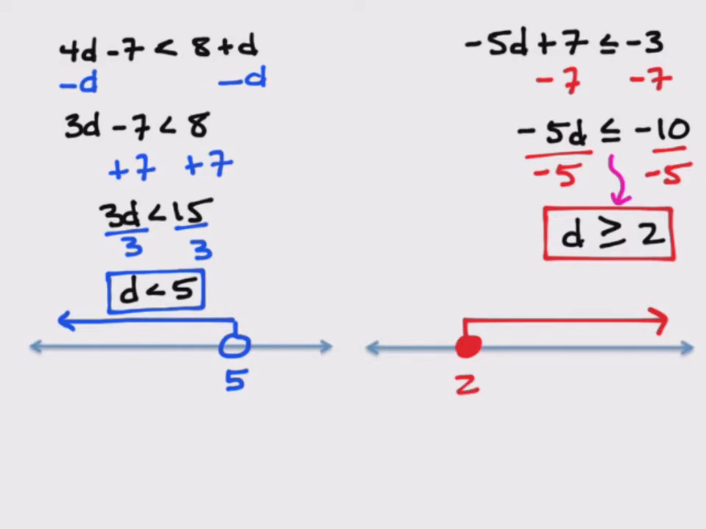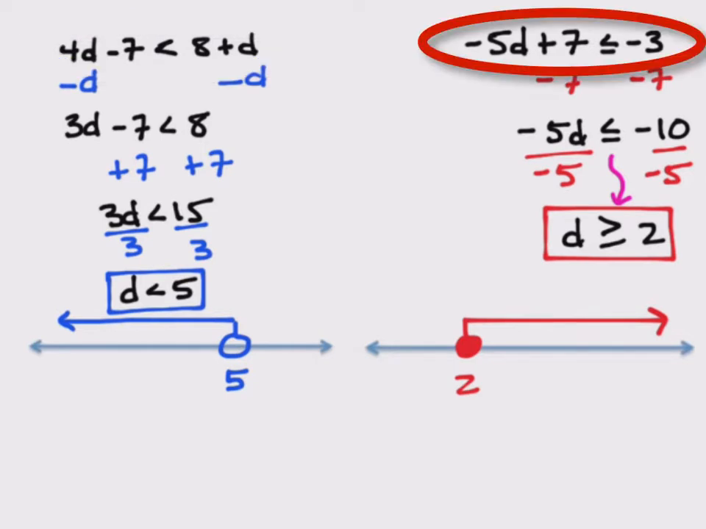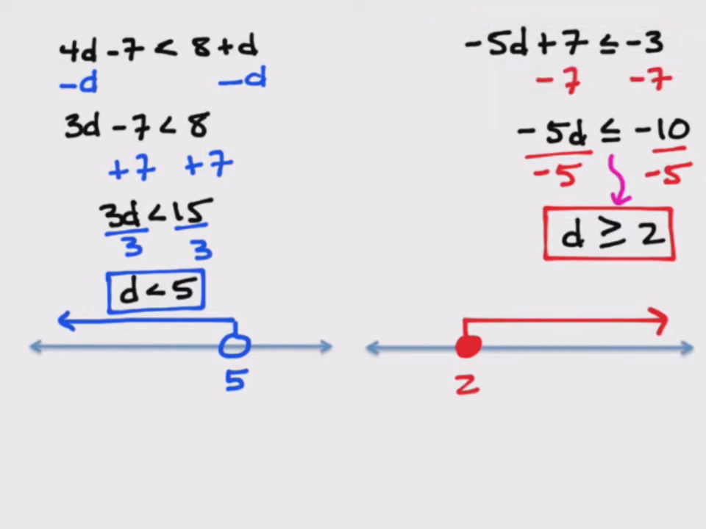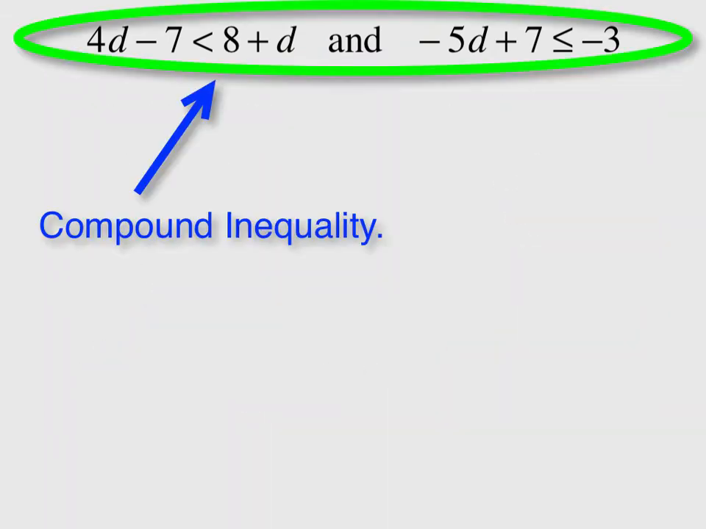Alright, I hope that went well for you. Now so far, we've dealt with these two problems individually. In the first, we're looking for all the values of d that make 4d minus 7 less than 8 plus d. And in the second problem, we're looking for all the values of d that make negative 5d plus 7 less than or equal to negative 3. But what happens when we are faced with an inequality like 4d minus 7 is less than 8 plus d and negative 5d plus 7 is less than or equal to negative 3? Such an inequality is called a compound inequality.